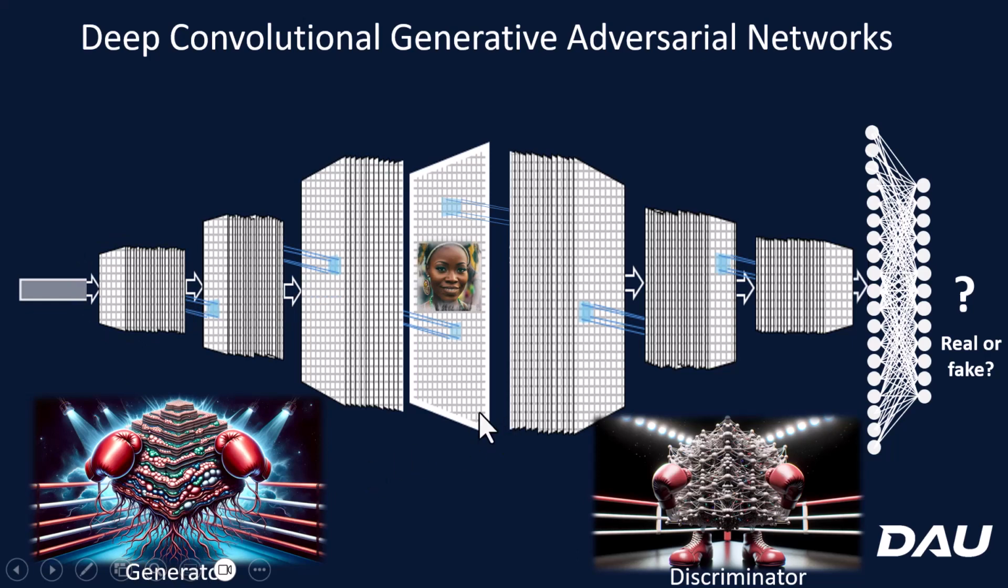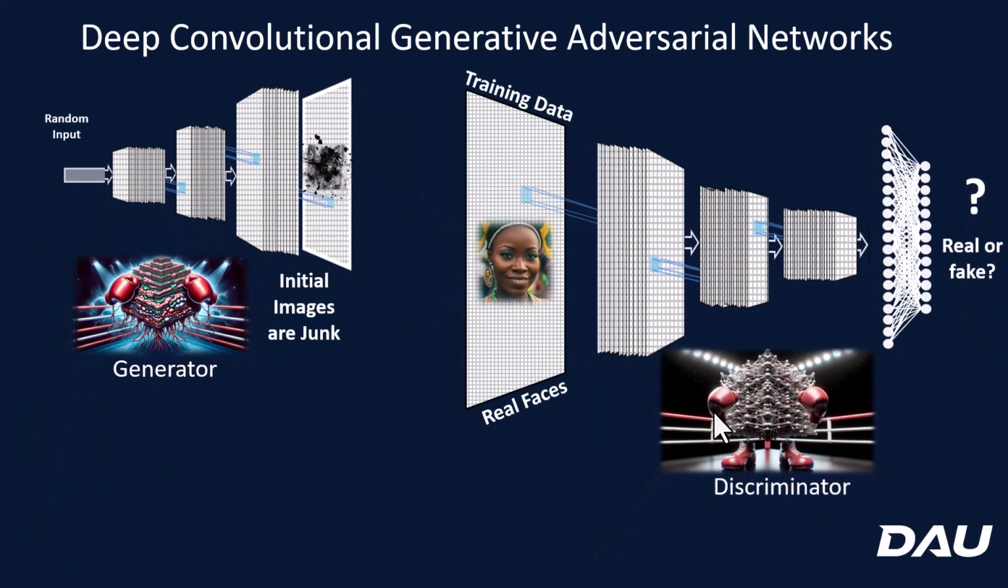So you might look at this and say, all right, Dave, so what gets them started along the face route? I kind of understand this, but why don't they generate cars or trucks or horses or birds? Or how do you get them started for faces? All right, and how that happens is you train the discriminator with a relatively small data set of real faces.